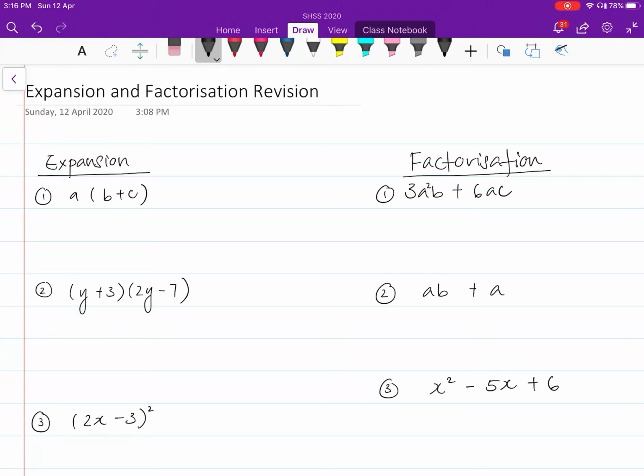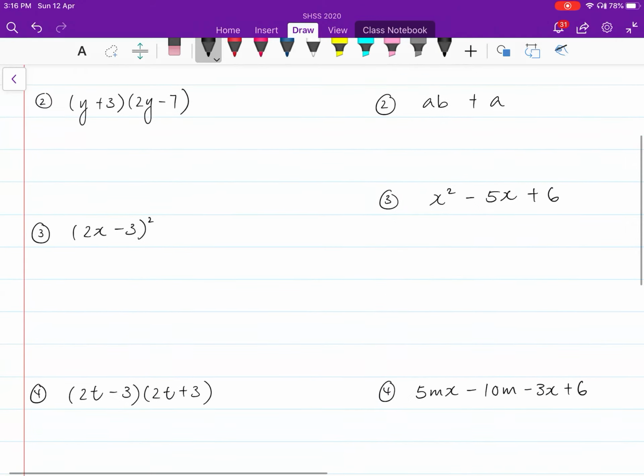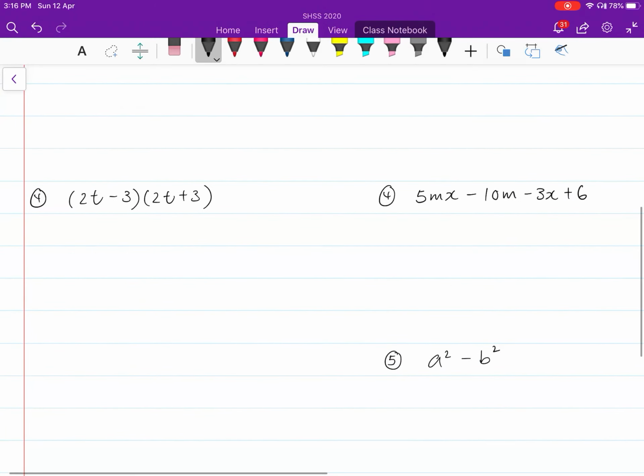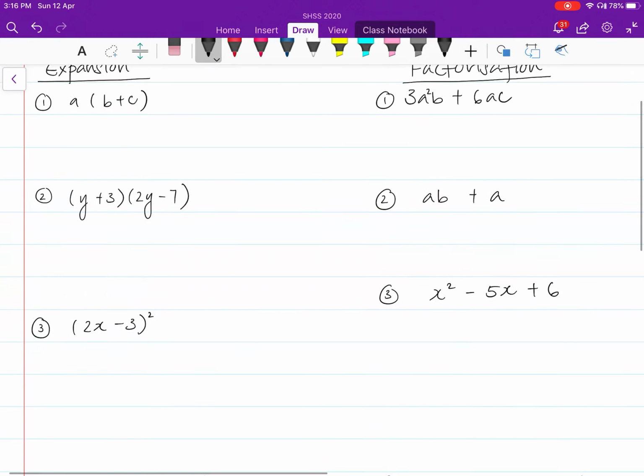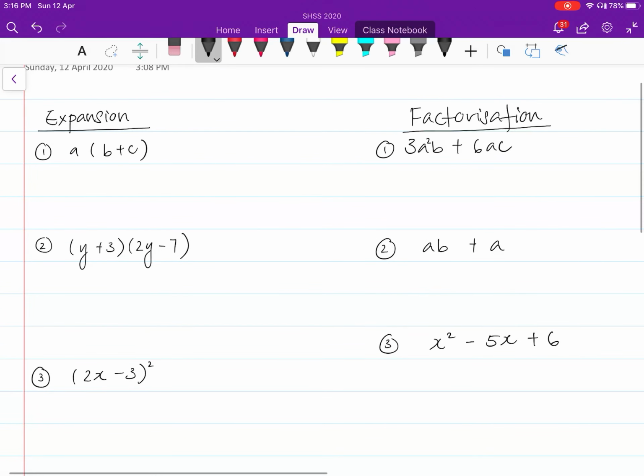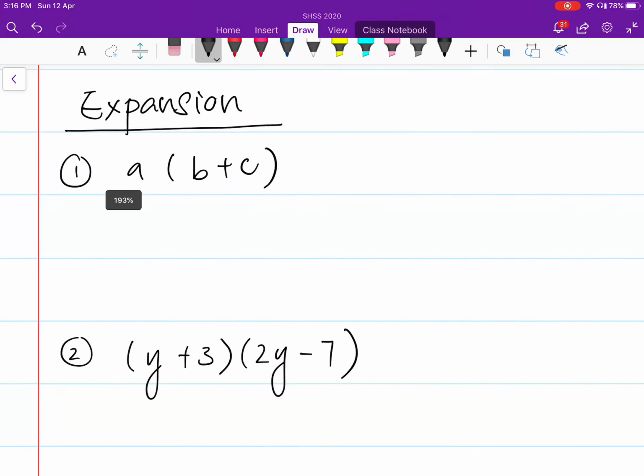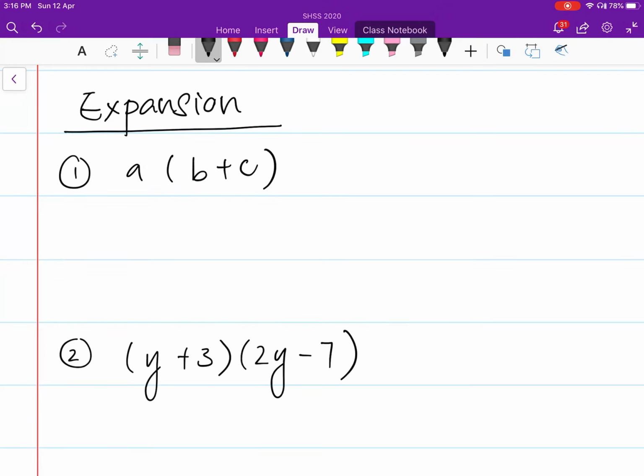Today we are going to recap on some expansion and factorization that we have learned in the past month. You have learned a total of 9 different expansion and factorization. So we're going to do a recap, and then after that you're going to do a worksheet on expansion and factorization. Let's talk about the first type of expansion that we are all very comfortable with.